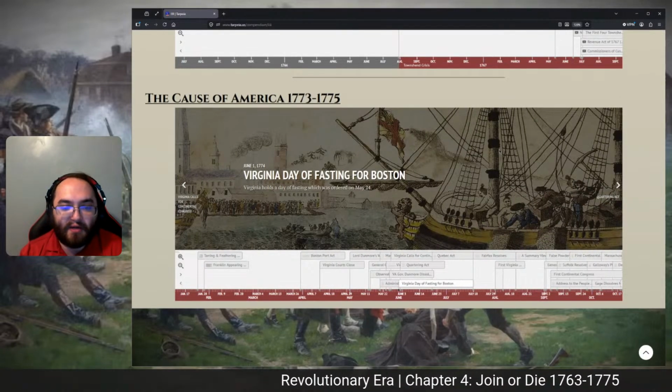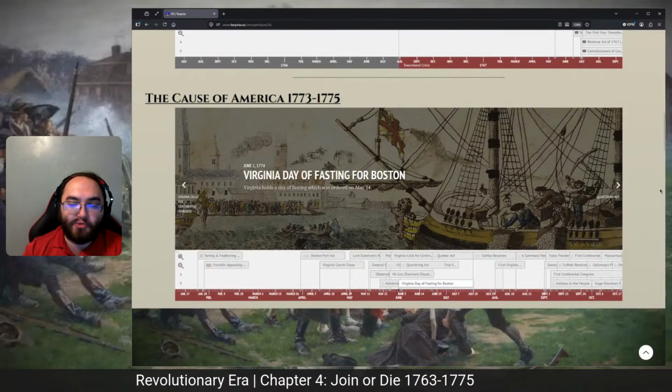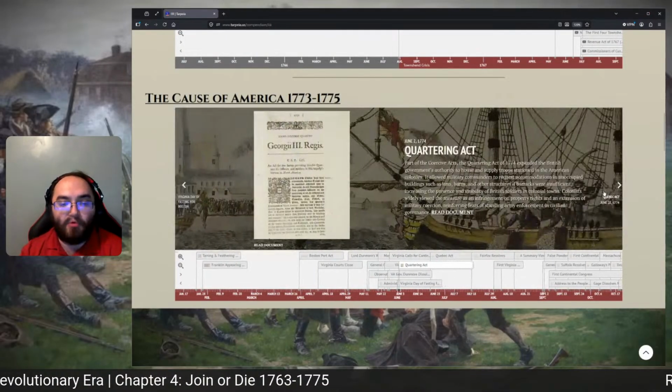The Virginia Day of Fasting for Boston. This is part of the Virginia Resolution for Fasting of Boston and praying for Boston.